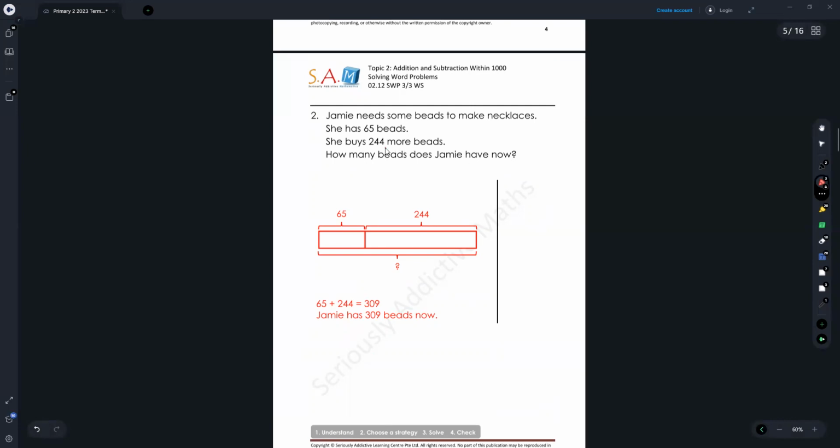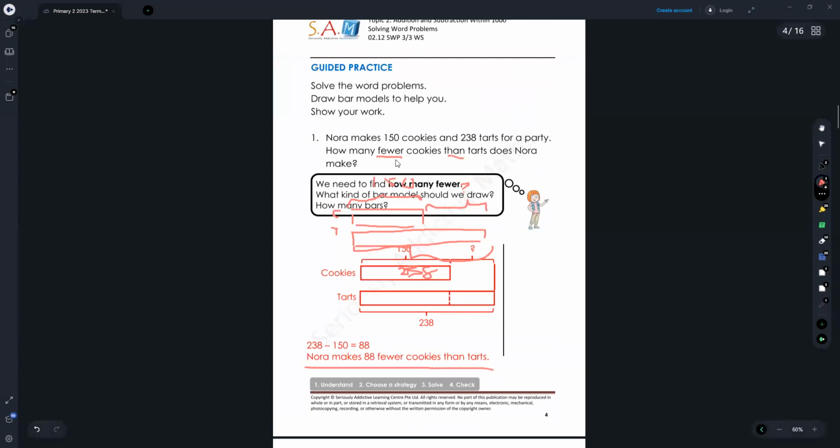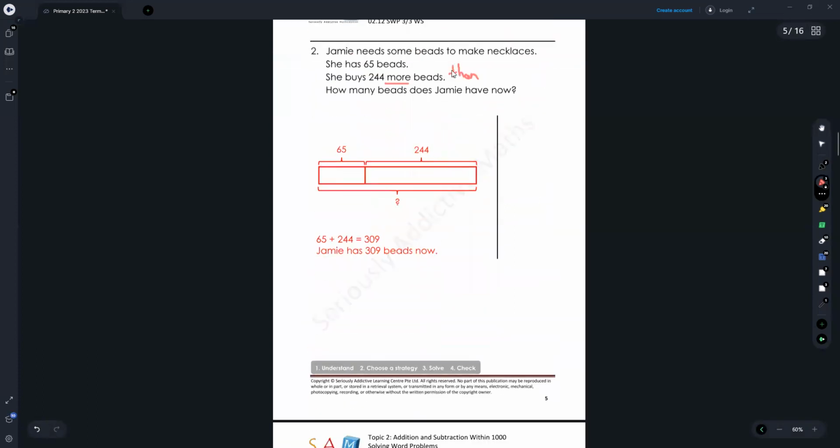They say, oh, there's the word more. But more is not really comparison, because it does not have the word "than" in there. Do you all see that? Explain to them, because there's no "than" here, as opposed to the previous question, which has fewer than, more than. Because there's no "than" here, it is not comparison. So they draw a single bar.